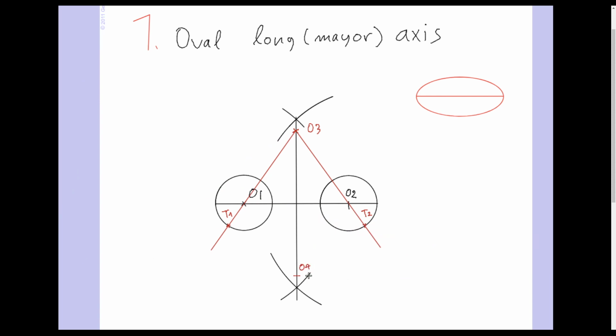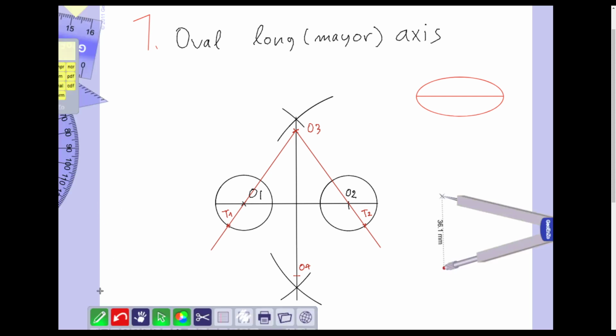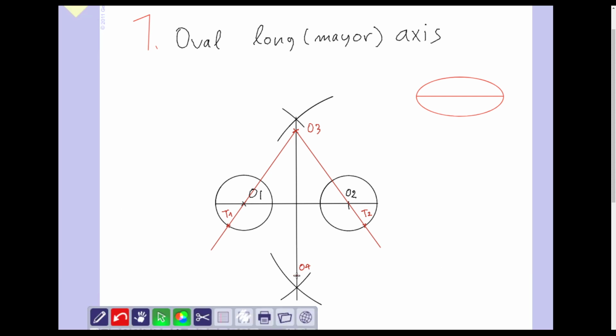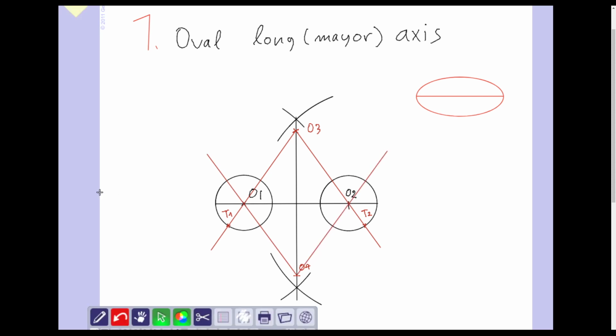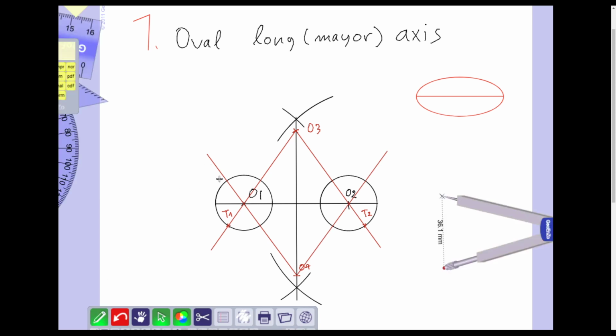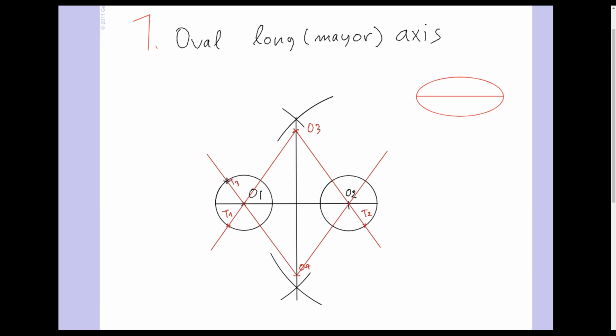Here we go. And of course, we are going to repeat the same move we did before, as you can see here, by joining O4 with O1 and joining O4 with O2. Here we are going to get ourselves T3 here, and of course T4.